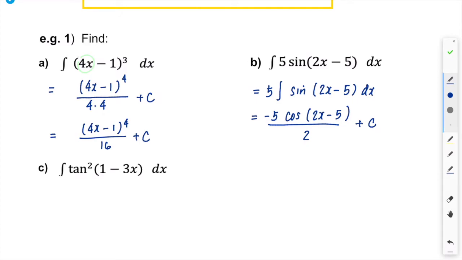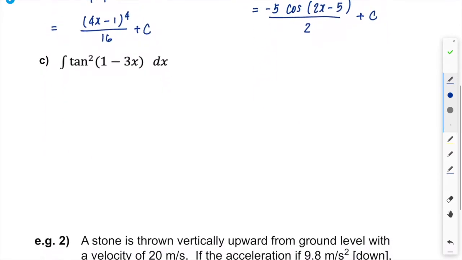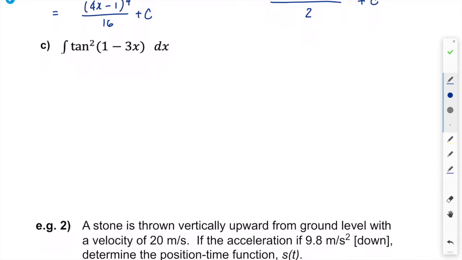Let's take a look at question C. Here we have tangent squared of (1 minus 3x) dx. Some of you may be wondering, well, is this a typo? Tangent squared, I don't have a rule for that. Well, this is not a typo. So then you have to think a little bit about how we can rewrite this expression so that we can apply integration rules that we already know.